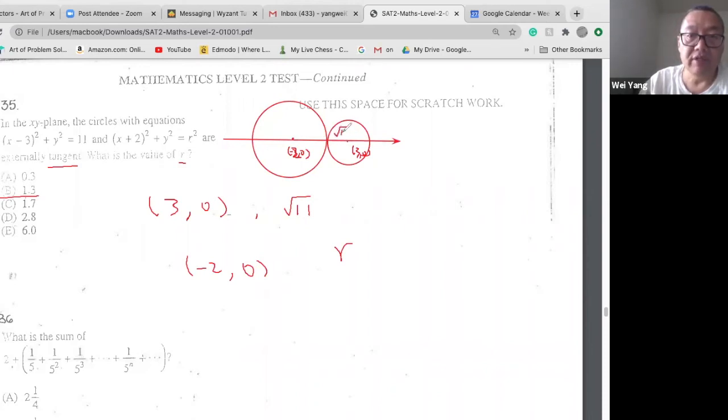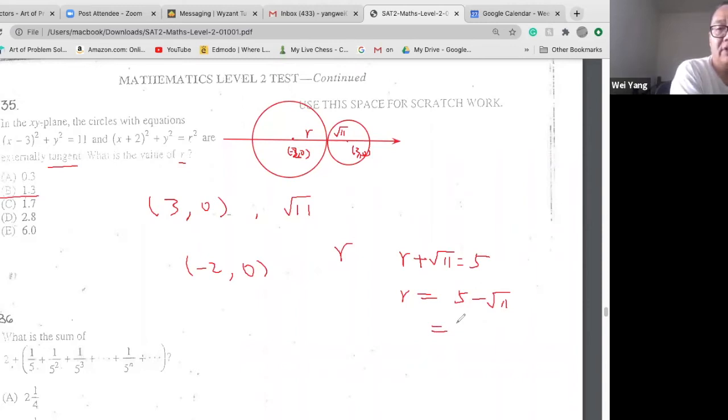So from this one, the radius is √11. Then this one is R, so that means R plus √11 equals 5. So then we can write R equals 5 minus √11. So you just calculate this. √11 is 3 point something, less than 4 but greater than 3. But this one we need to use a calculator. Let's see, that would be 5 minus √11.